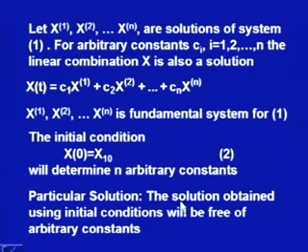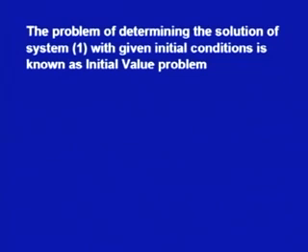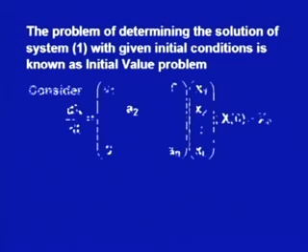So, a particular solution is the solution obtained using initial conditions, which will be free of arbitrary constants. These n conditions used with this will eliminate these arbitrary constants, and what we have is a solution free of arbitrary constants, and such a solution is called a particular solution. The problem of determining the solution of system 1 with a given initial condition is known as an initial value problem.